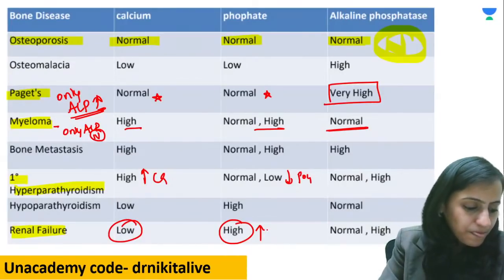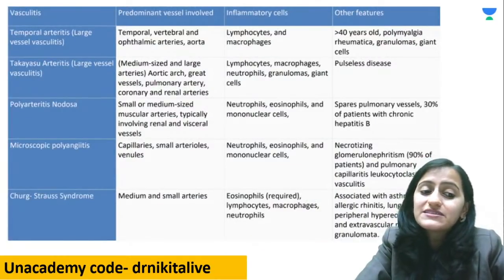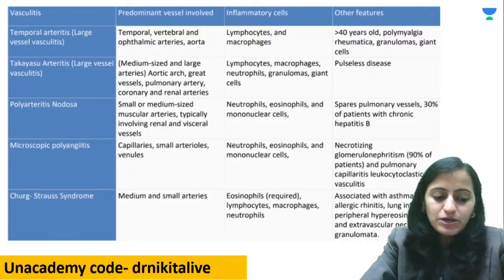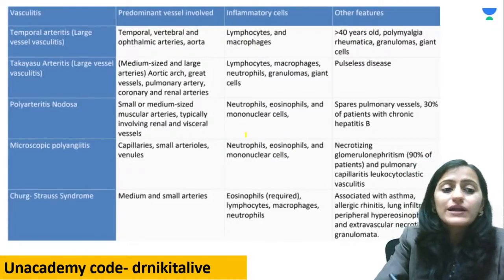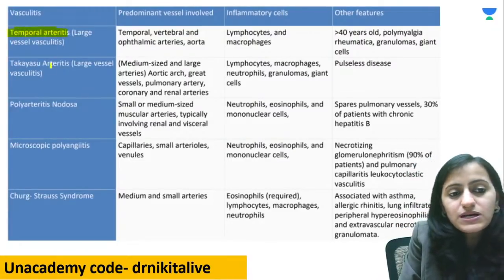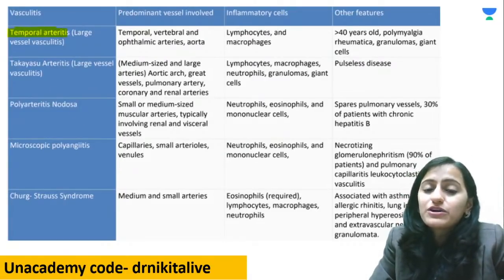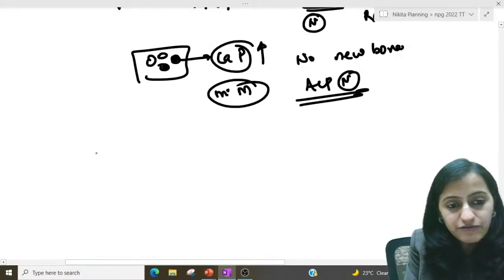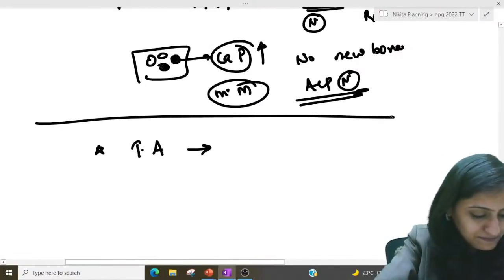Now quickly revising the various vasculitis, the most important features that you should be knowing because vasculitis comes very, very frequently in the exam. What is the key point for temporal arteritis that helps you diagnose a case of temporal arteritis?